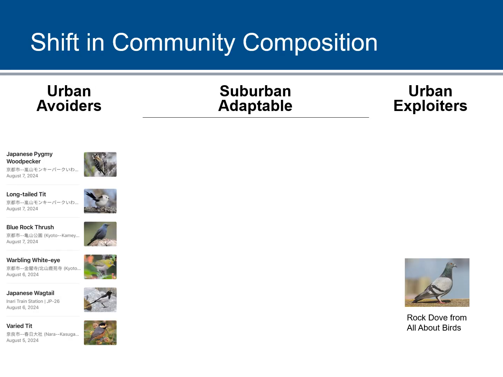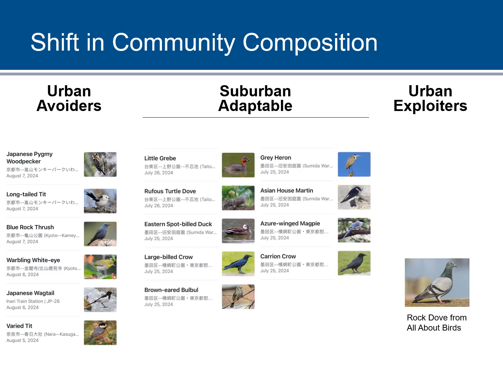We also saw a bit of a shift in the community composition. The birds that are seen here were mostly seen in the nature reserves, or the blue rock thrush was seen in one of the suburban parks, a very green suburban park. The suburban adaptable ones tended to be found in multiple habitats. They were in urban areas. We also saw them occasionally in the reserves. I think we saw the brown-eared bulbul in just about every type of situation you could see, and the same thing with the carrion crow.